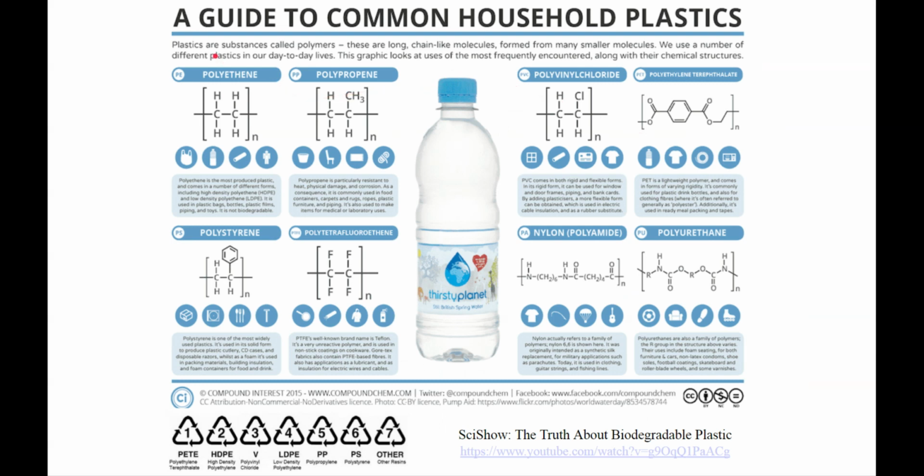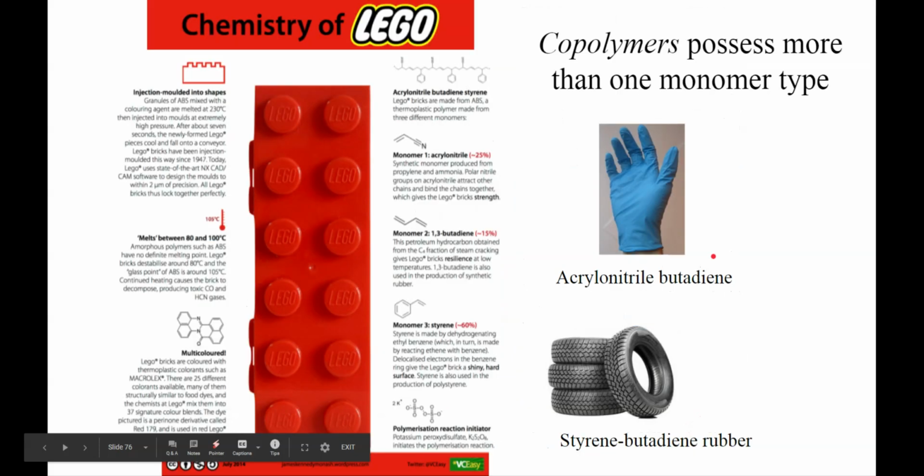Here's a nice infographic. You do not have to know all the different types, but it's just showing many of the different types. If you've ever seen these numbers at the bottom, 1, 2, 3, 4, 5, 6, 7, it tells you about what type of plastic it is, and then allows you to know, can you recycle it or not? Because some can be recycled, others are not. Here's a fun video about that.